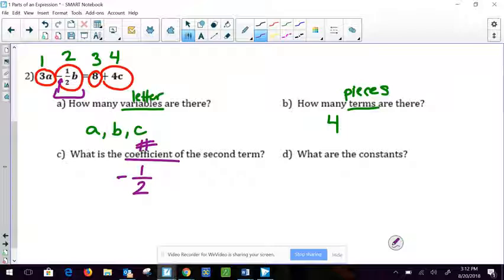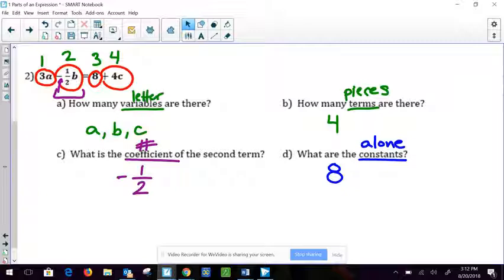Finally, the last thing we're going to talk about are the constants. Remember, the constants are the guys who are all alone. So if we look up here, the only number that is all by itself is an 8. So that constant is an 8.